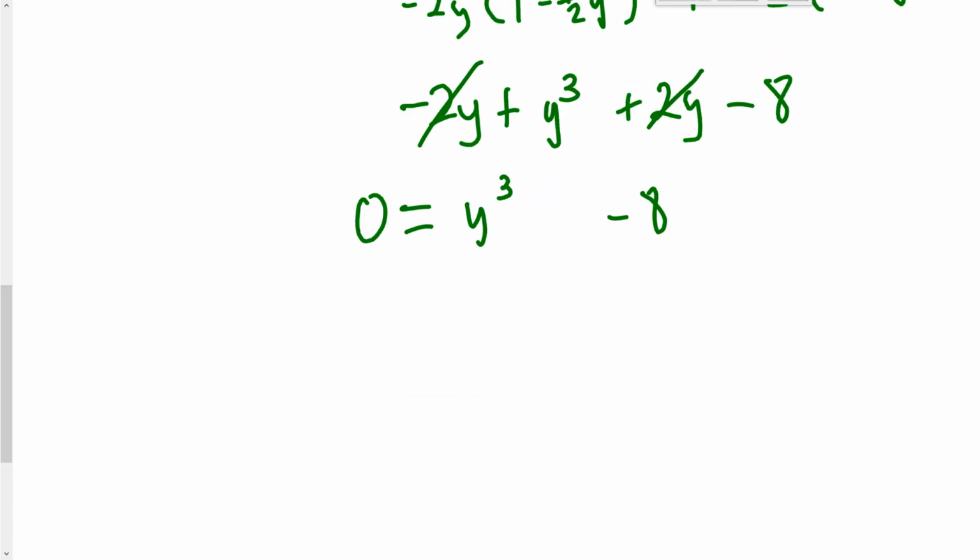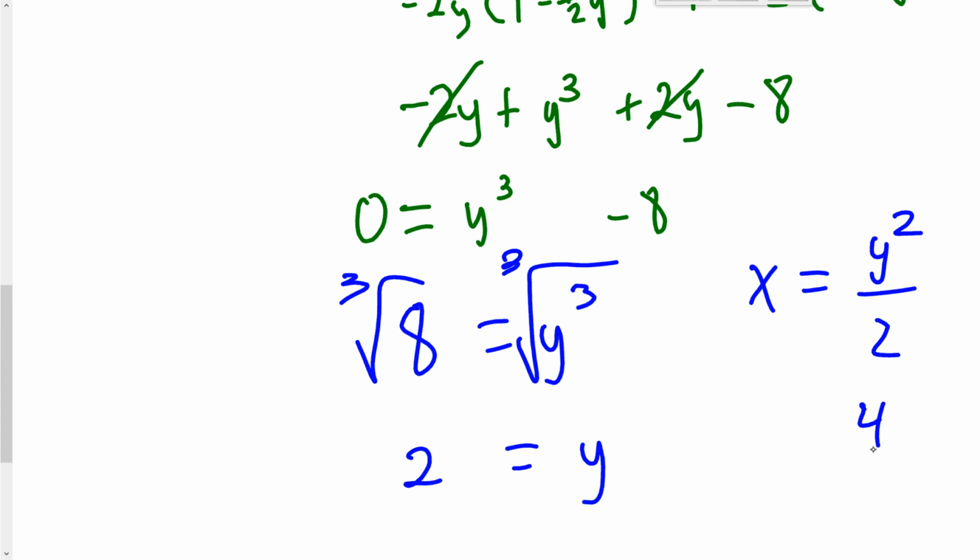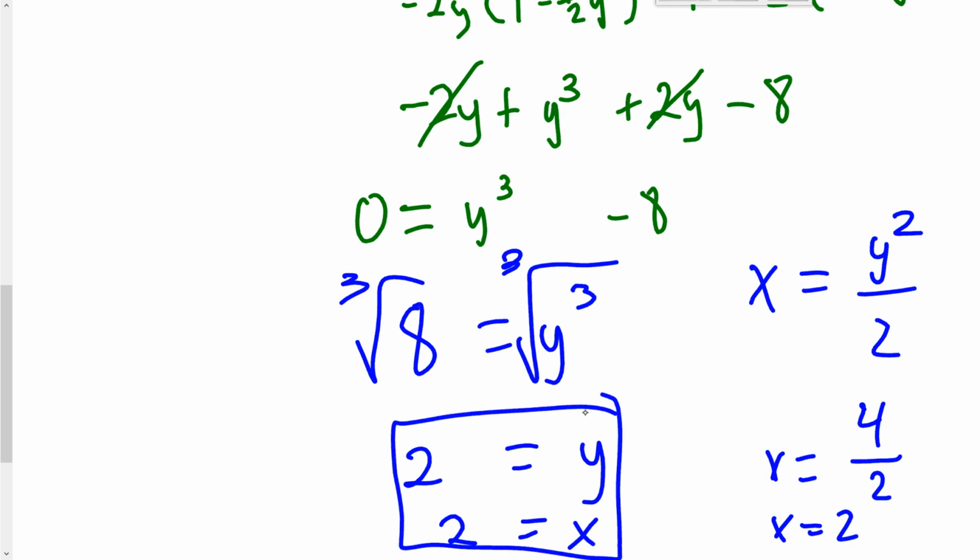And then we can solve this. We can add 8 to both sides, and we can just take the cube root. And the cube root of 8 is 2. So y is equal to 2. Now I can go ahead and plug that in. And so that is 4 over 2. My x is equal to 2. So now my x and my y are both 2. So I have this point 2, 2, and that's the closest point.